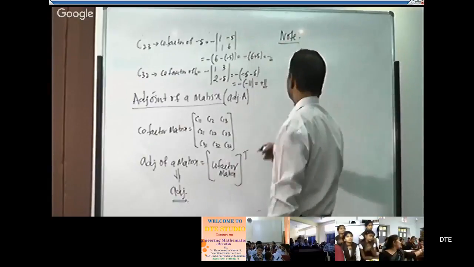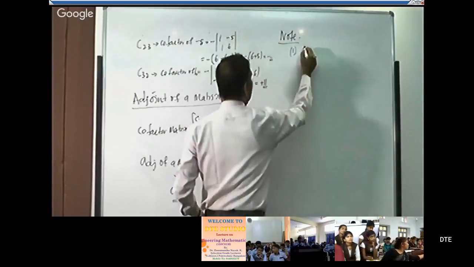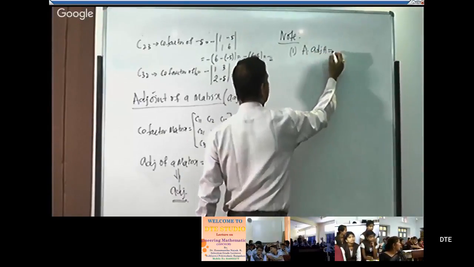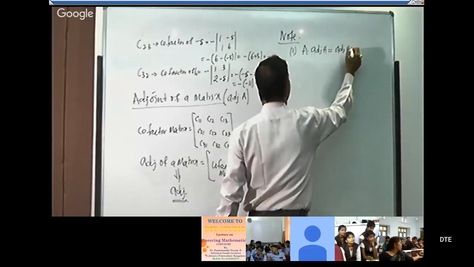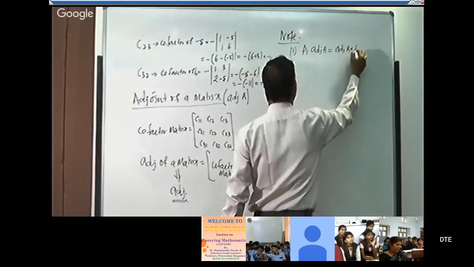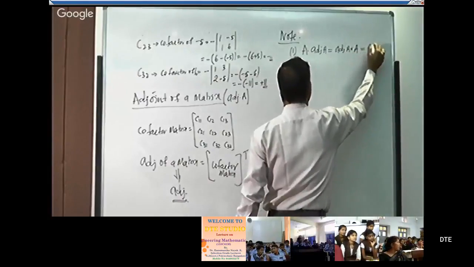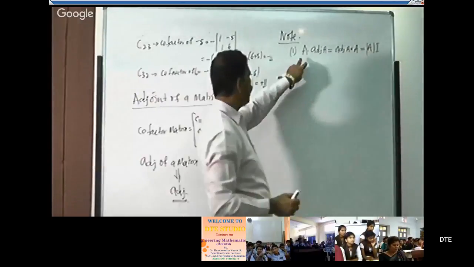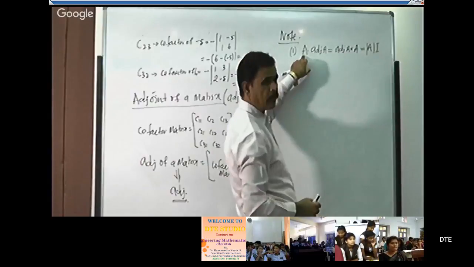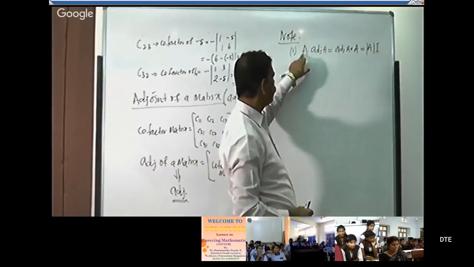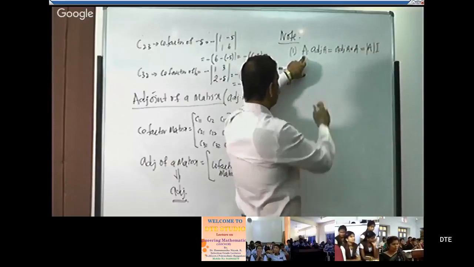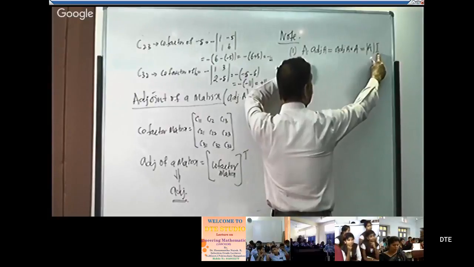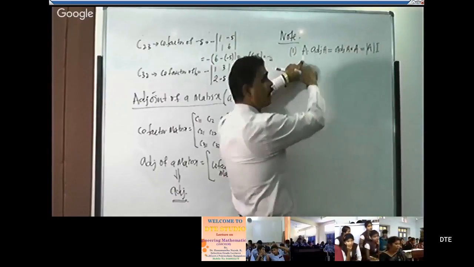For the adjoint of a matrix, the first one: A into adjoint A is always equal to adjoint A into A, which is equal to determinant A into I. It is a theorem. For a given matrix A, if you take the product of the adjoint with that matrix, it will always be equal to determinant of A into I. I is the unit matrix or identity matrix of the same order as A.